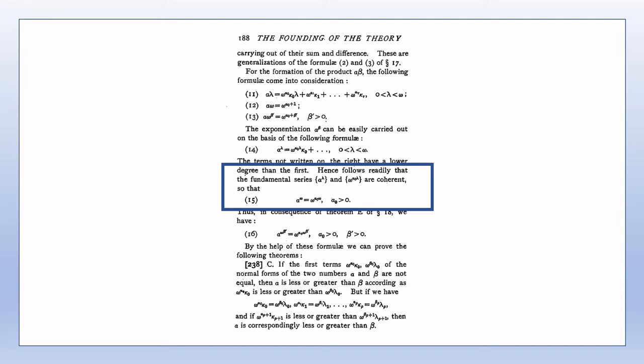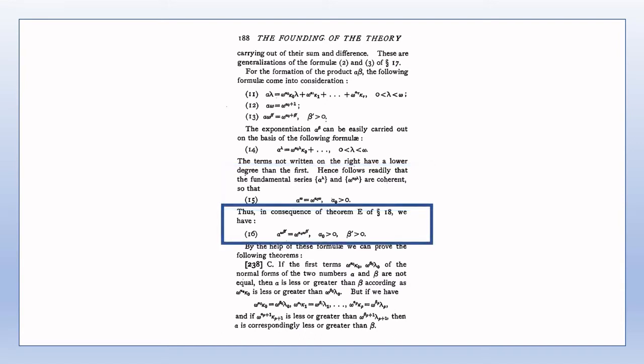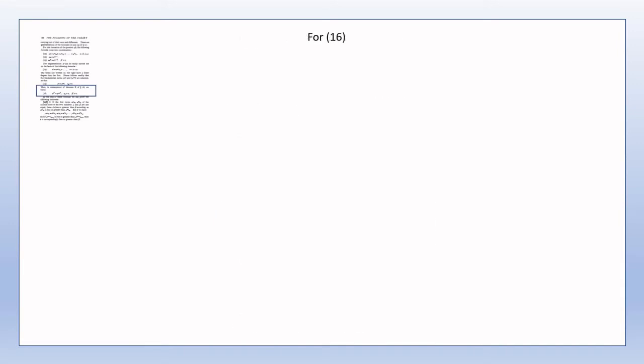And since the fundamental series alpha to the power of lambda and omega to the power of alpha naught times lambda are coherent series, then they have equal limits. The limit of alpha to the power of lambda is alpha to the power of omega, and the limit of omega to the power of alpha naught times lambda is omega to the power of alpha naught times omega. Therefore we have that alpha to the power of omega is equal to omega to the power of alpha naught times omega, which is 15. And so 16 can be deduced as shown on the screen.